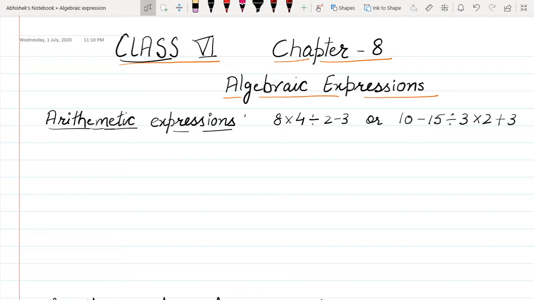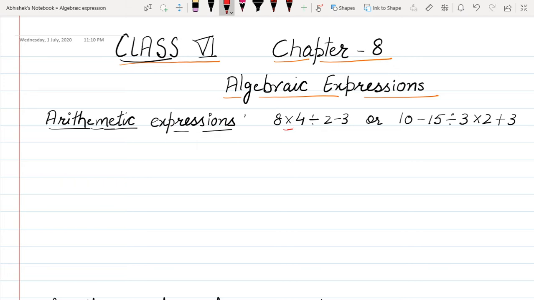Dear students, in this video, we are going to understand algebraic expressions and types of algebraic expressions. In your previous class, you have learned arithmetic expressions like this. We have done this in board math. In this, only constants are connected by the symbols plus, minus, multiplication, or division.